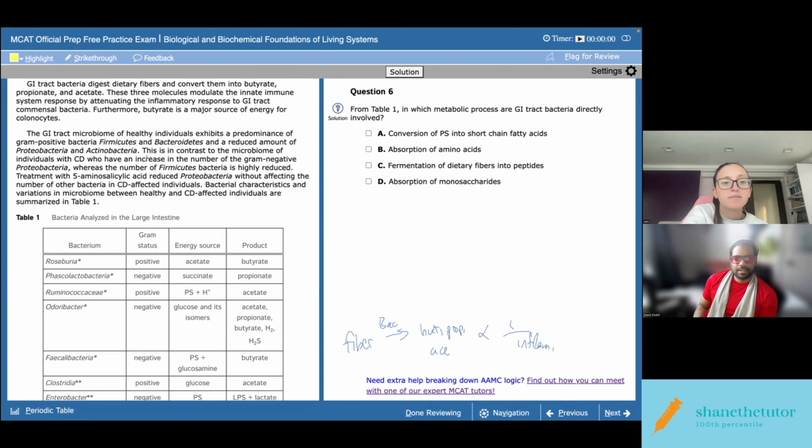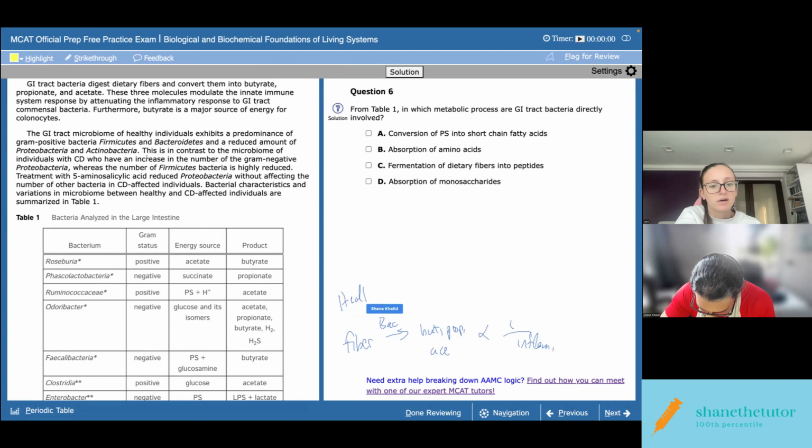All right, let's take a look at this. So healthy has a positive association with gram positive, and then CD has a positive association with gram negative.